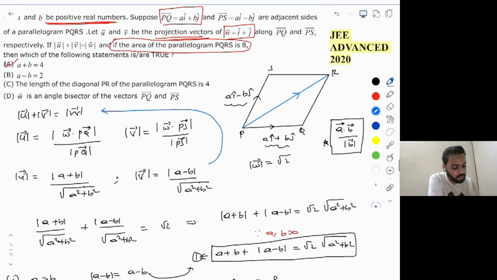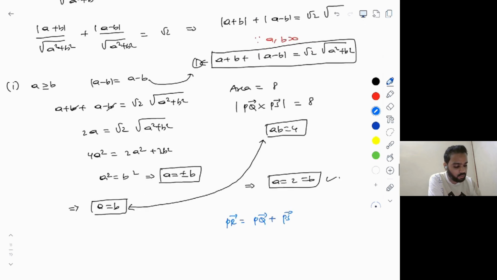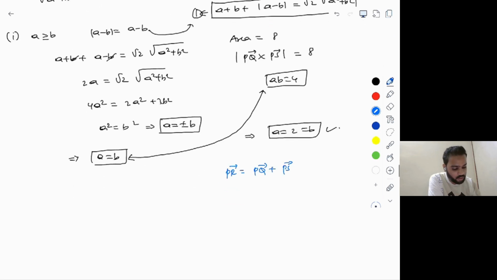And the advantage is what? Now you know both PQ bar and also PS bar because you have the values of A and B with you, right? So take these two values, substitute them here, and find out the vector PR bar. Okay, so find out and then verify if option C is correct or not. Now, once again, I'm leaving the calculation part to you because I gave you the entire area.